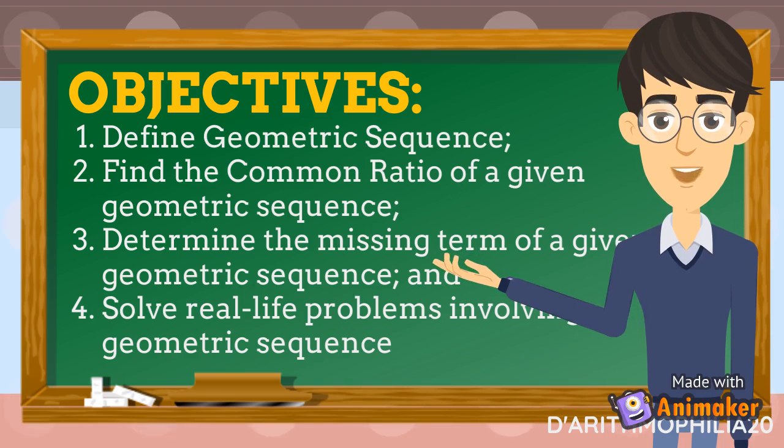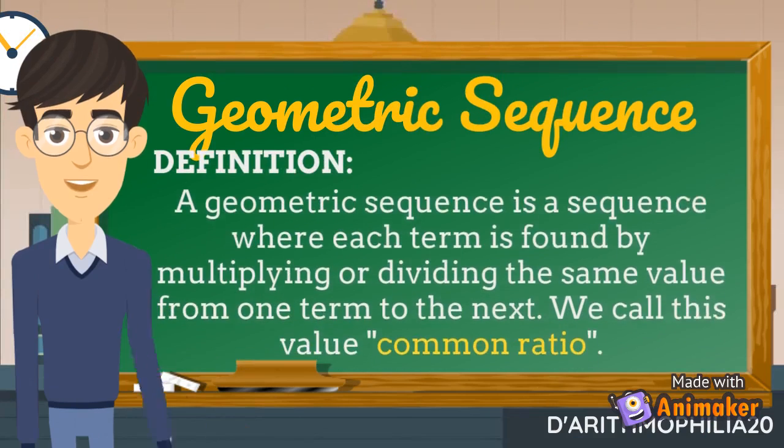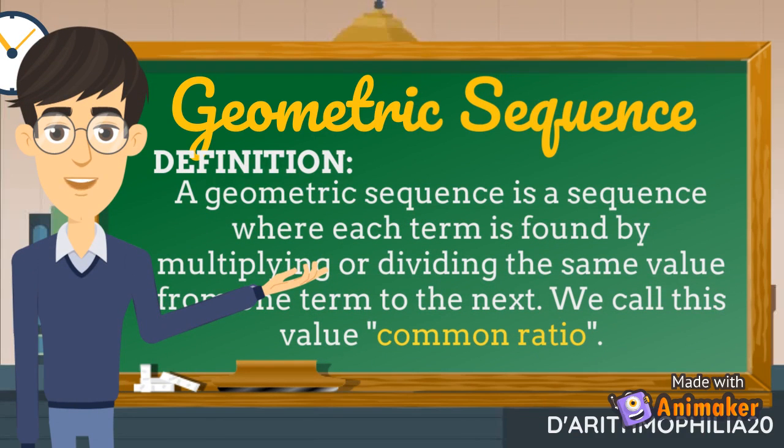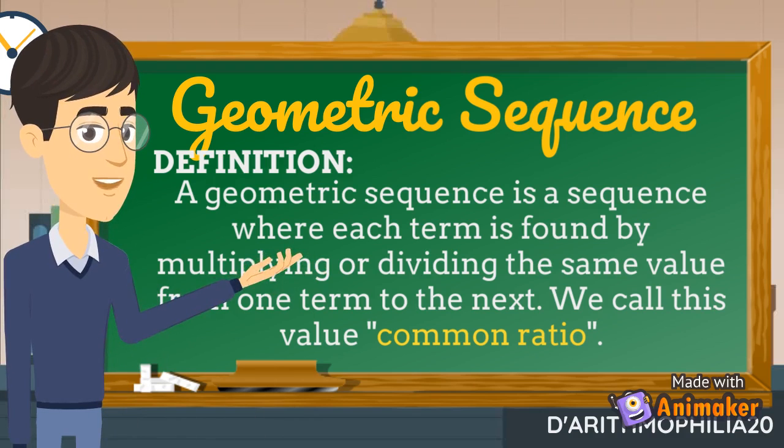Okay, without further ado, let's now start our discussion, starting with the definition of geometric sequence. What is a geometric sequence? A geometric sequence is a sequence where each term is found by multiplying or dividing the same value from one term to the next. We call this value the common ratio.